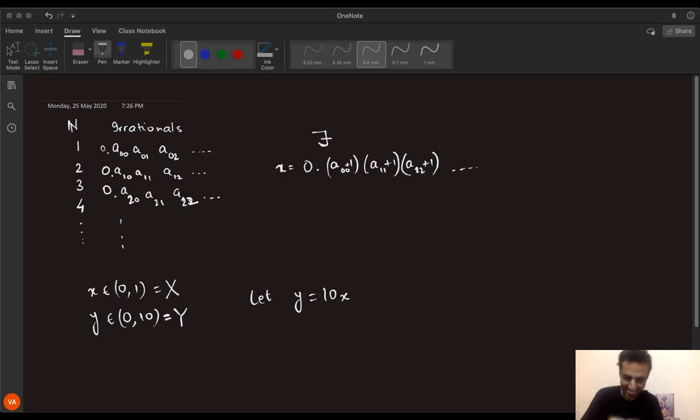Didn't understand the question. Okay. The question is, which set is bigger? 0, 1, all the real numbers inside 0, 1, is this bigger than all the real numbers between 0, 10? Which has more real numbers? Set X, which has all real numbers between 0 and 1, or set Y, which has all real numbers between 0 and 10. Which set is bigger in size?